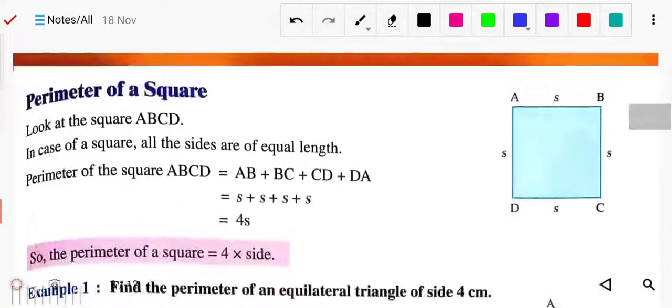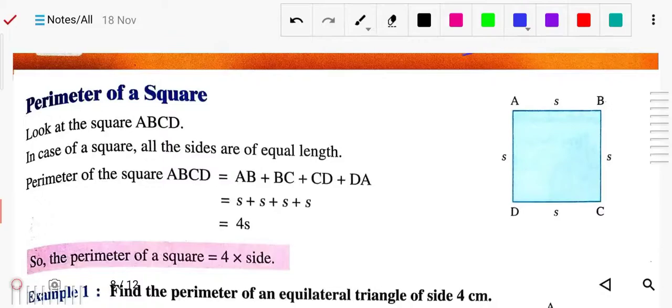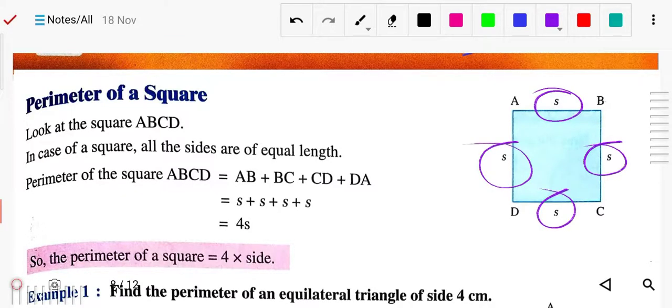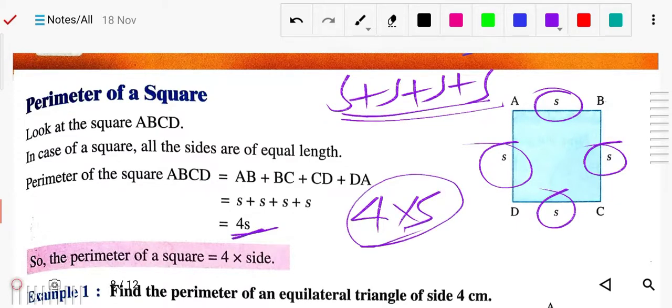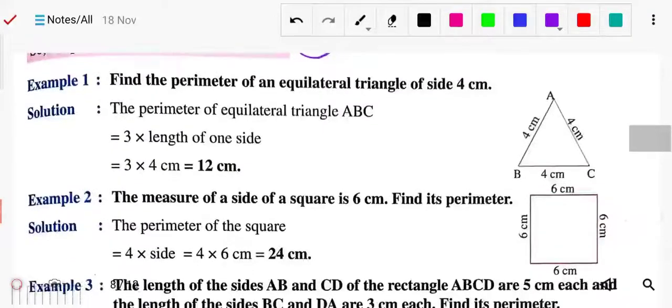Now next we have the perimeter of the square. In a square all the sides are the same, so you would add s plus s plus s plus s, all four sides, so it is better to write 4 into s, which is 4s. So what is the perimeter of a square? 4 into side.